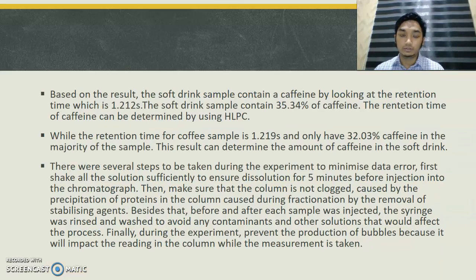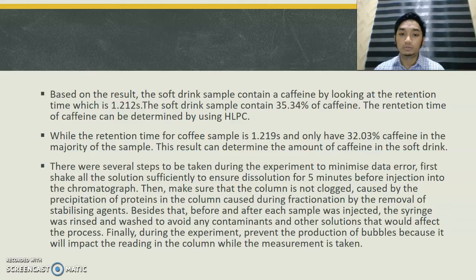Then the discussion based on the result: the soft drink sample contained caffeine, as seen from the retention time, which is 1.12 seconds. The soft drink sample contained 35.34% of caffeine. The retention time of caffeine can be determined by using HPLC. While the retention time for the coffee sample is 1.19 seconds and it only has 32.03% caffeine. This result can be determined by the amount of caffeine in the soft drink.